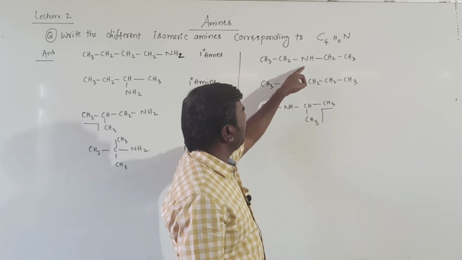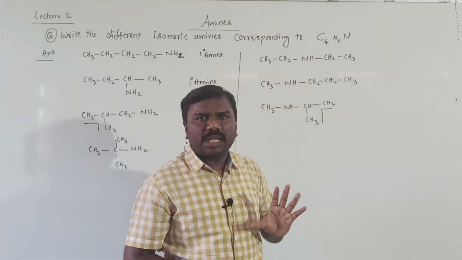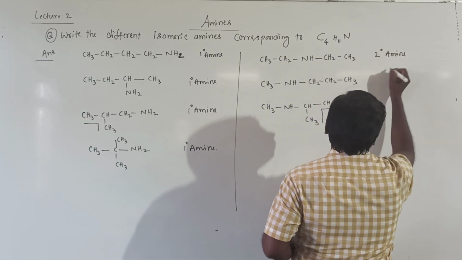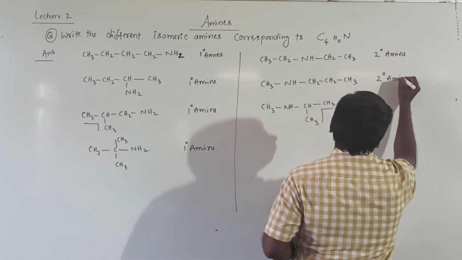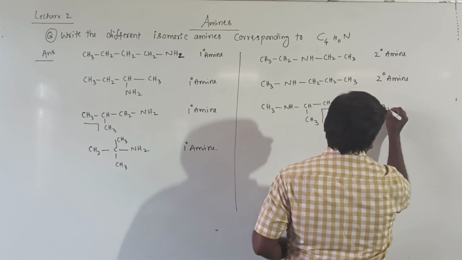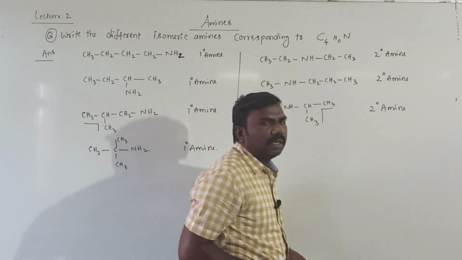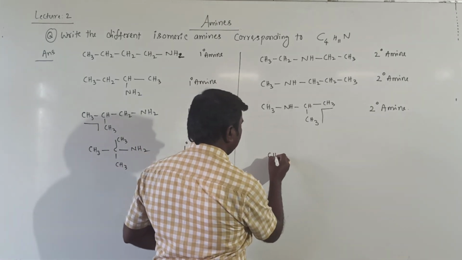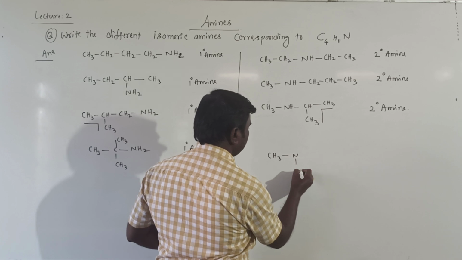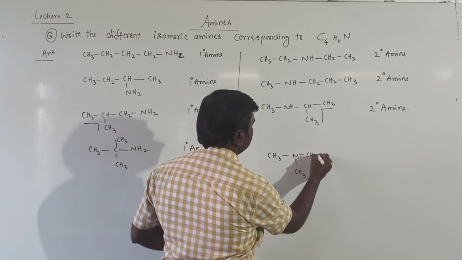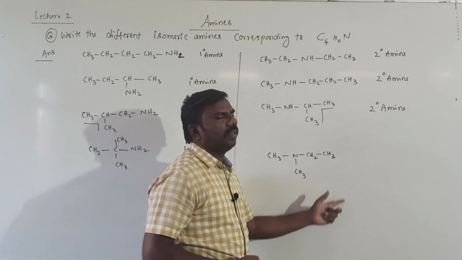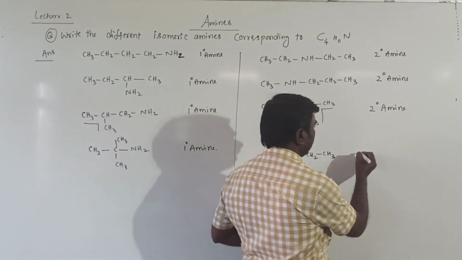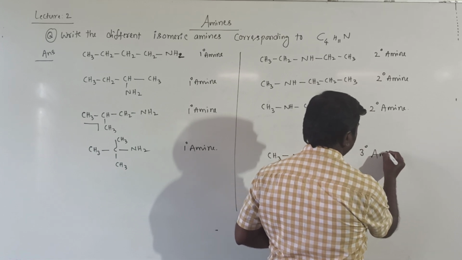These three have NH. Where NH is there, these are called secondary amines. It is also secondary amine. It is also secondary amine, students. Right? Next, tertiary amine I am writing. CH3NCH3CH2CH3. In any direction if you write, then we will get only this kind of tertiary amine.